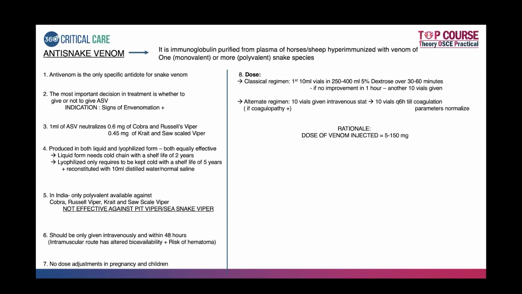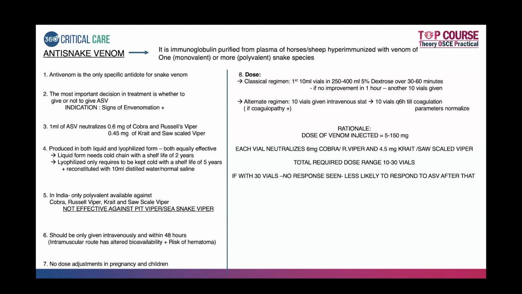So the rationale is the dose of venom injected is around 5 to 150 milligrams. Each vial neutralizes 6 milligrams of cobra or Russell's viper venom and 4.5 milligrams of krait or saw-scaled viper venom. So the total required dose ranges from 10 to 30 vials. If with 30 vials no response is seen, it is less likely to respond to ASV after that. So that is the important thing that you need to keep in mind.